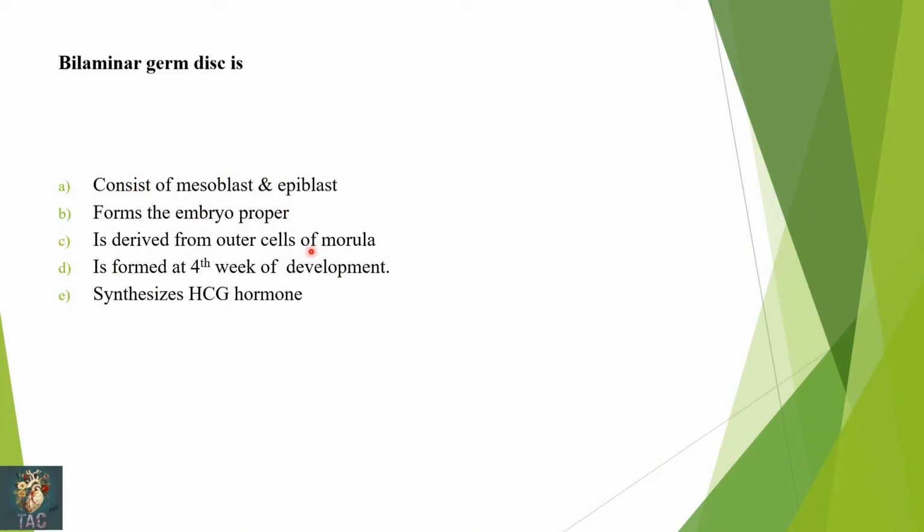Is it derived from outer cells of the morula? No. It is formed from the inner cell mass of the morula. It is formed at the 3rd week of development, and it does not synthesize HCG. The HCG is synthesized by the trophoblast. So B is the correct option.